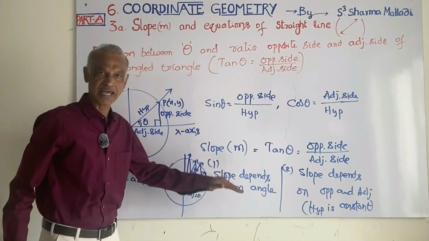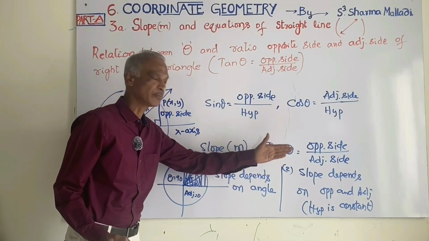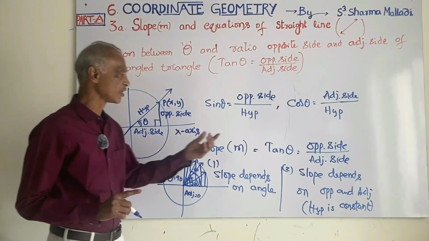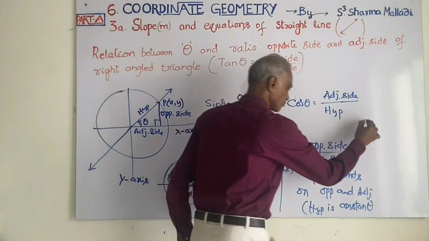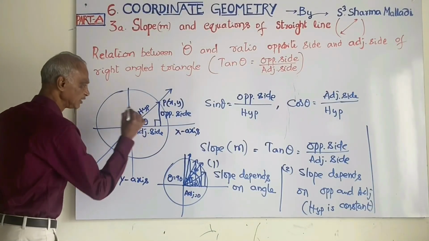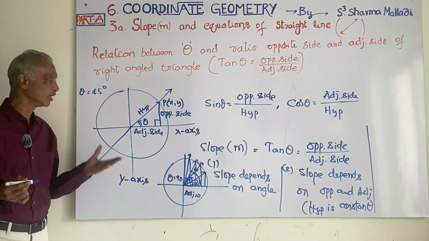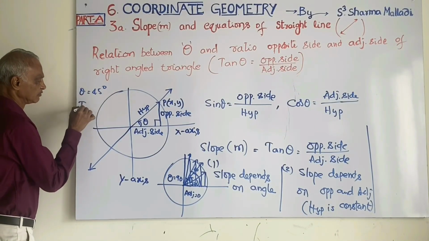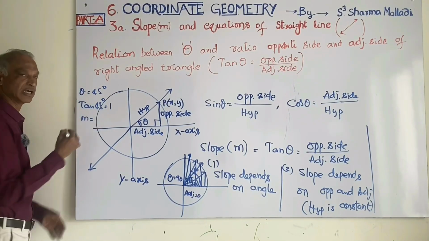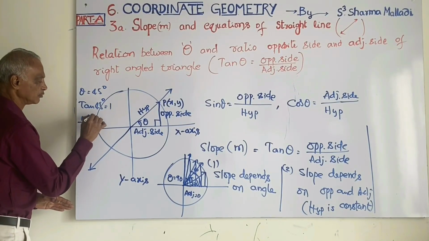Now, slope depends on angle means we take tan theta is equal to opposite side over adjacent side. If theta is given, we can find the slope of the line. If theta is equal to 45 degrees, we can find the slope of this line. Tan 45 is equal to 1. We can find the slope of the line when theta is given. Tan 45 is equal to 1, so slope is equal to 1.